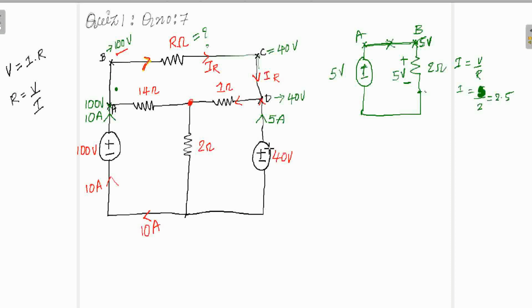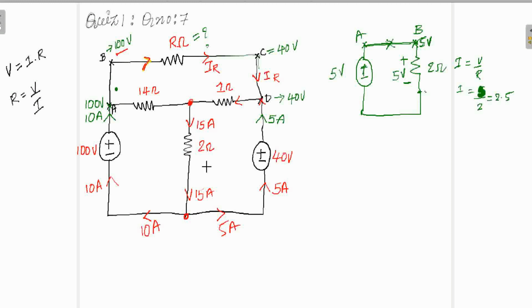Here the 5 amps is going out from the positive terminal of your 40 volts. The same 5 amps should come here. It means that this is your 5 amps. So here I need to get 10 amps, here I need to get 5 amps. So how much current should come? 15 amps. So the current flowing in this should be 15 amps. Here I got 15 amps current flowing.